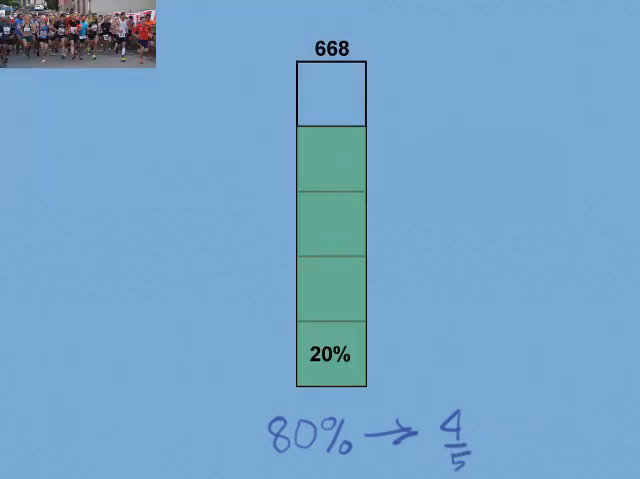This 5-section rectangle represents the 668 runners. Each section is equal to 20%, or 1/5. So let's calculate 1/5 of 668 and multiply it by 4. We get 4 times 130, which is equal to 520. So roughly 520 of the runners had run in a previous race. Let's look at a final example.